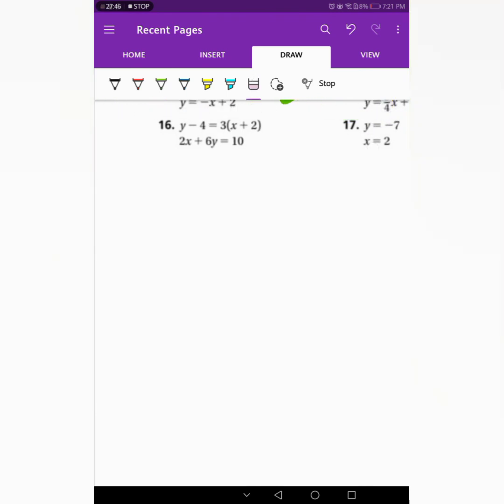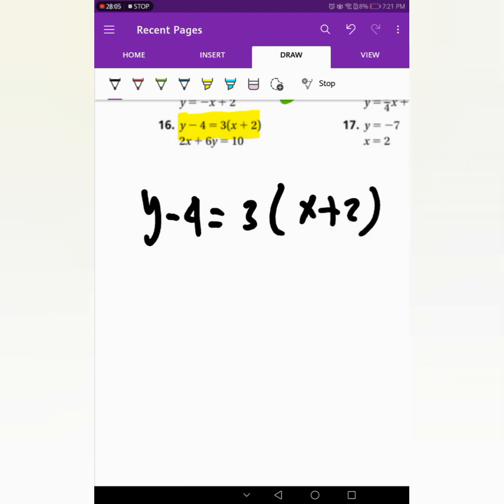What about this? Number 16. You cannot compare directly, because the y is not alone in both. So let us fix the problem here. y - 4 equals 3x plus 2. We will change the place of -4. Before that, you have to break the parentheses here. 3 multiply x equals 3x and 3 multiply 2 equals 6. Bravo. Now I can change the place.